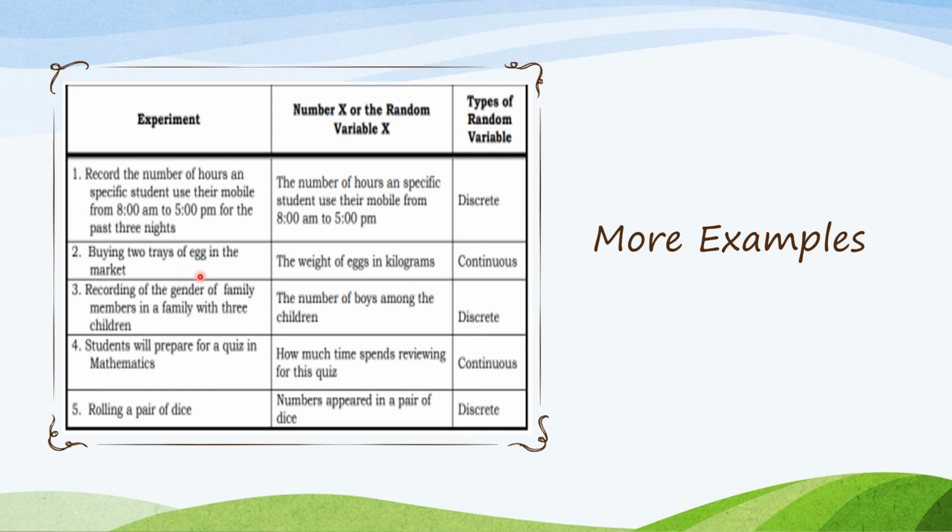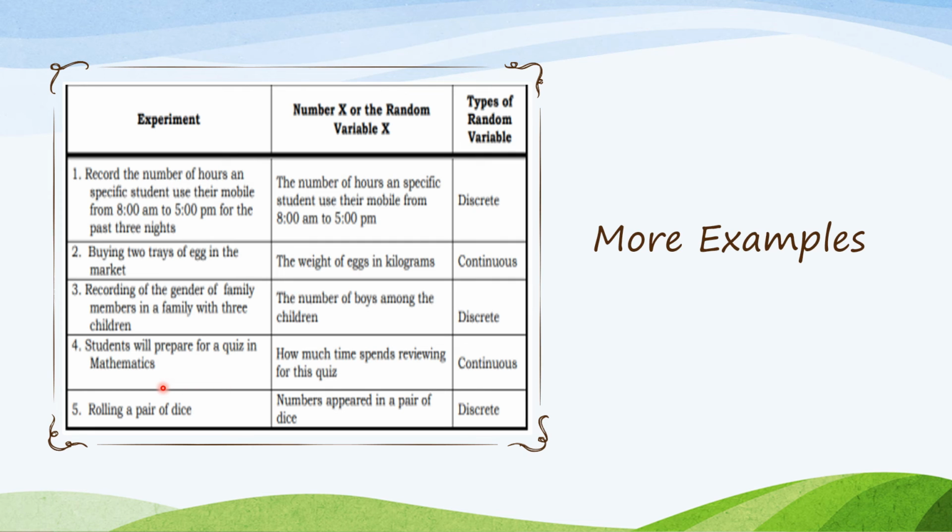Second, buying 2 trays of eggs in the market. If you're going to identify only the term 2 trays, you can consider it as a discrete. But then, when we refer to the weight of eggs, we are now referring to a type of random variable which is continuous. Third, the recording of the gender of a family member in a family with 3 children. When we refer to the number of boys among the children, we are considering it as discrete.